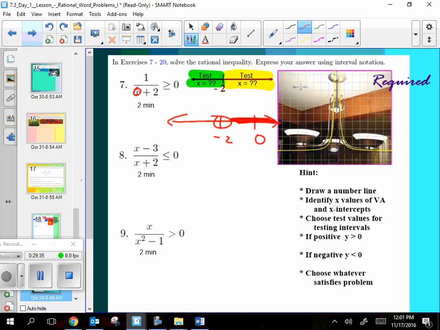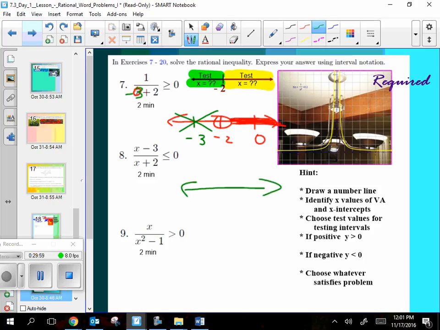It works here. And you stick in something smaller than -2, like -3. 1 over -1 is -1. Is -1 bigger than 0? No, it's not. Cross it off. So you have to test intervals. You've been testing intervals, and this is the third chapter where you've tested intervals, so it shouldn't be super hard for you.